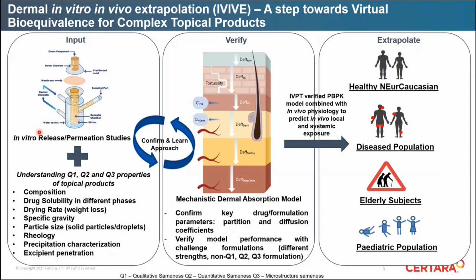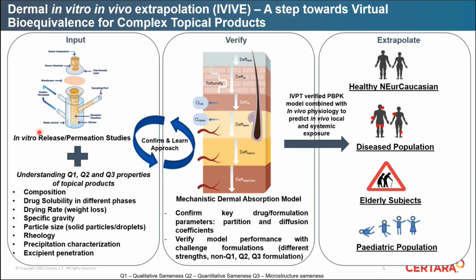These studies, when combined with more understanding of your drug product, so Q1, Q2, Q3, meaning the qualitative, quantitative, and microstructure properties of your topical drug products. For instance, if it is a gel composition, the solubility of the compound in different phases. If it's an emulsion, then you would like to know what the drug is in the continuous phase versus the dispersed phase. We're going to talk about metamorphosis in a minute, and then you will understand how the drying rate, or weight loss, or the evaporation of the volatile components from the drug product is important to understand how the rheology of the product is changing, or if your drug is precipitating on the skin surface.